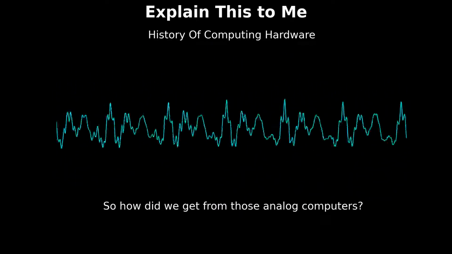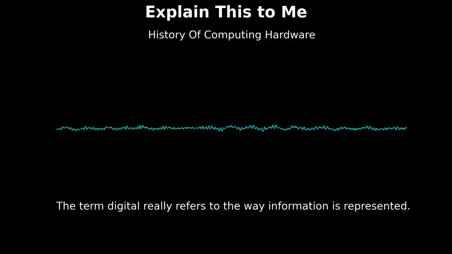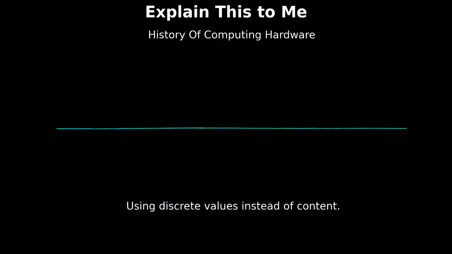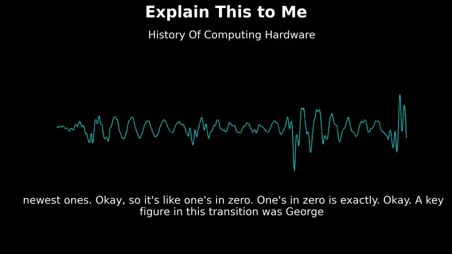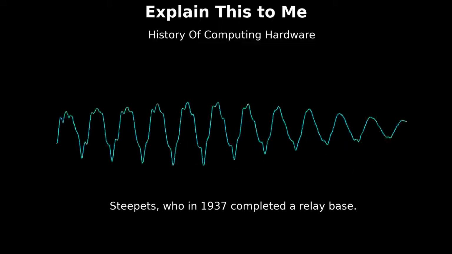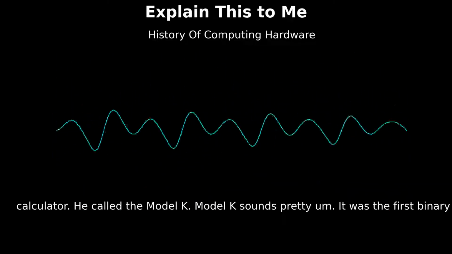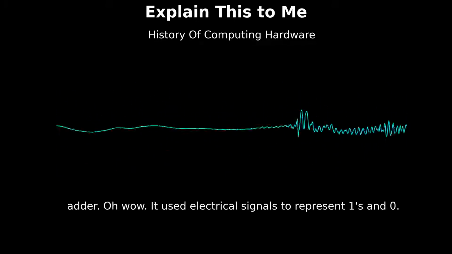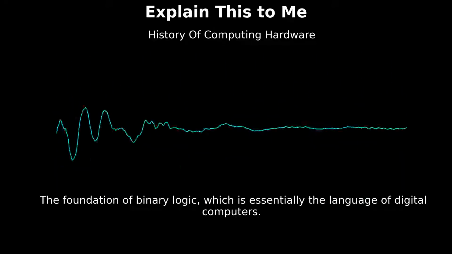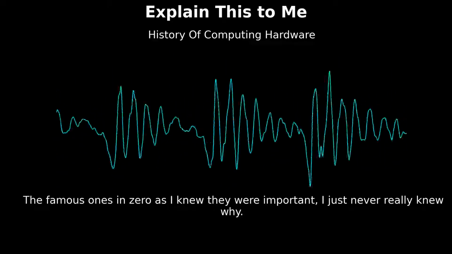So how did we get from those analog computers to digital computers? The term digital really refers to the way information is represented, using discrete values instead of continuous ones. Okay, so it's like ones and zeros. Ones and zeros, exactly. A key figure in this transition was George Stieglitz, who in 1937 completed a relay-based calculator he called the Model K. It was the first binary adder. It used electrical signals to represent ones and zeros, the foundation of binary logic, which is essentially the language of digital computers. The famous ones and zeros, I knew they were important. I just never really knew why. They are the building blocks of everything digital.